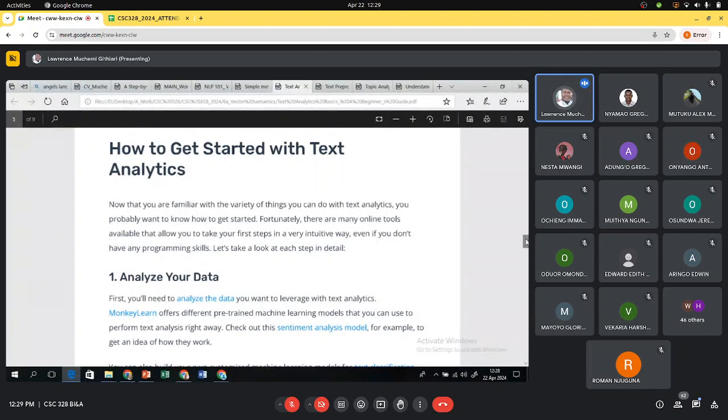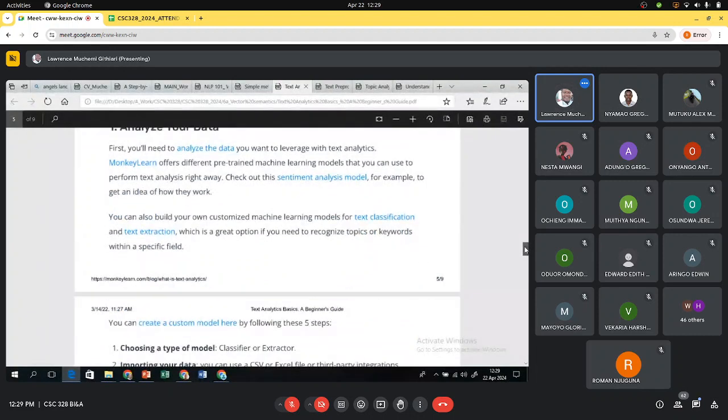First of all, you need to analyze the data you want to leverage with text analytics. And Monkeylearn offers different pre-trained machine learning models that you can use to perform text analysis right away. Check this out. There's one called sentiment analysis. I know all of you would love this. The sentiment analysis model from Monkeylearn. So we just click on that link.